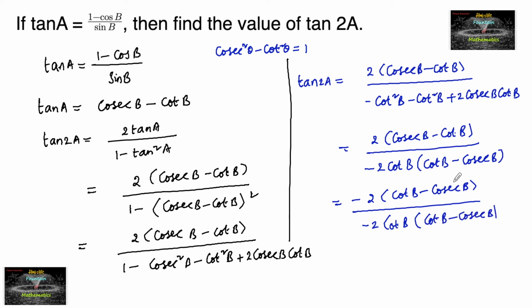So we can cancel this cot B minus cosecant B, and hence minus 2 and minus 2 get cancelled. 1 upon cot B is nothing but tan B. So we can conclude that tan 2A is equal to tan B is the answer.